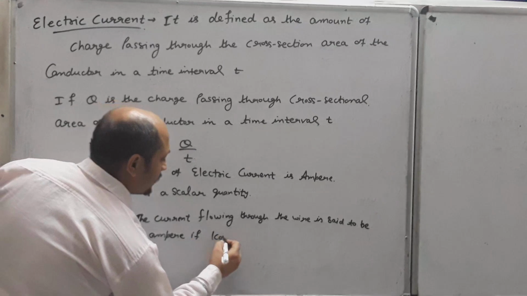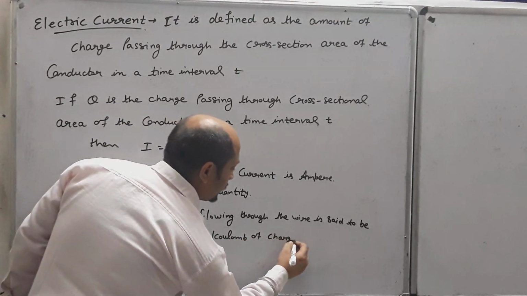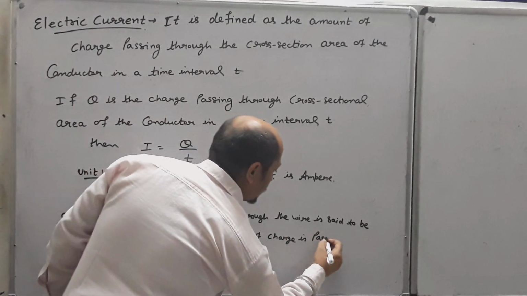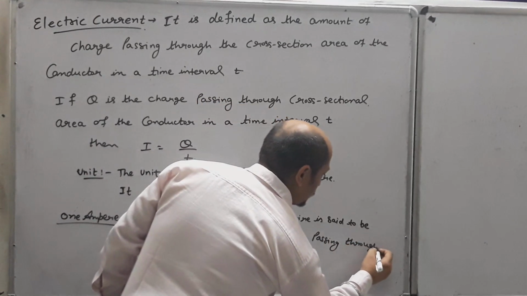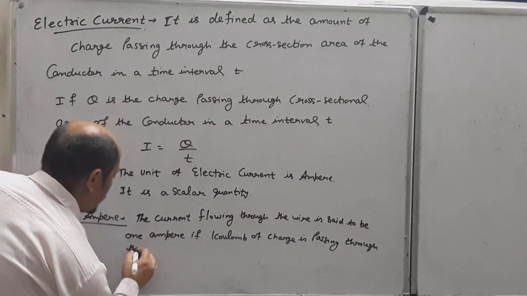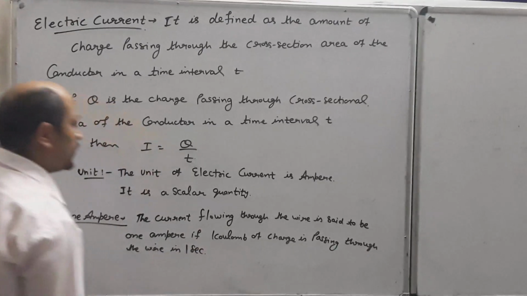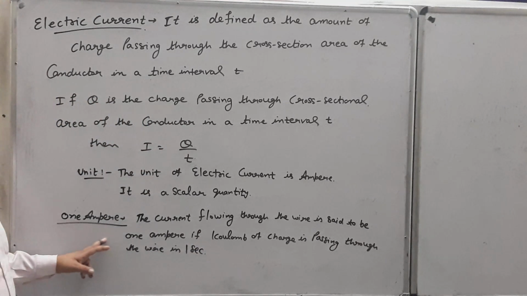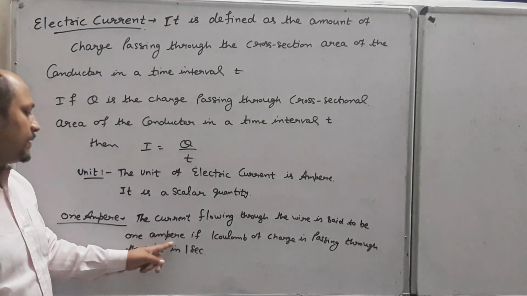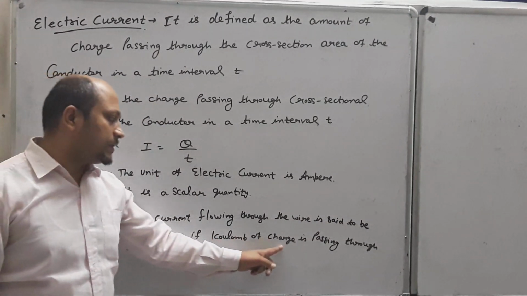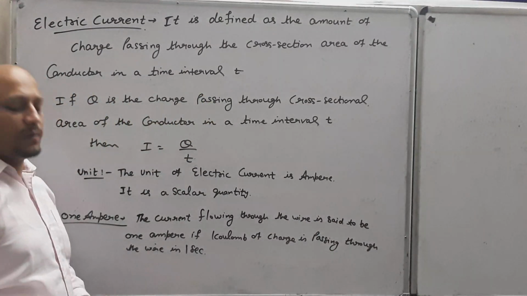If 1 coulomb of charge is passing through the wire in 1 second. Now what is 1 ampere? The current flowing through the wire is said to be 1 ampere if 1 coulomb of charge is passing through the wire in 1 second.